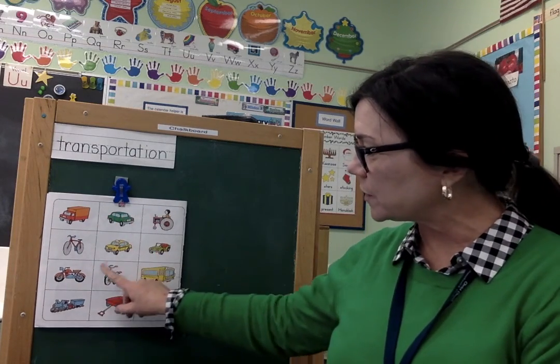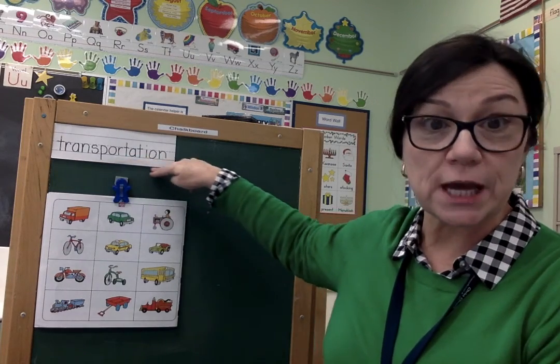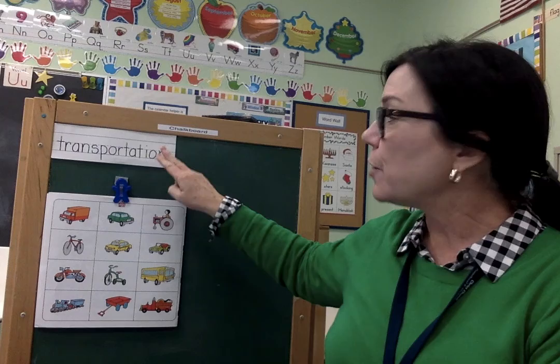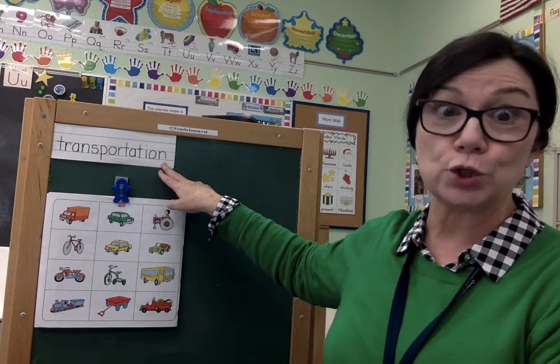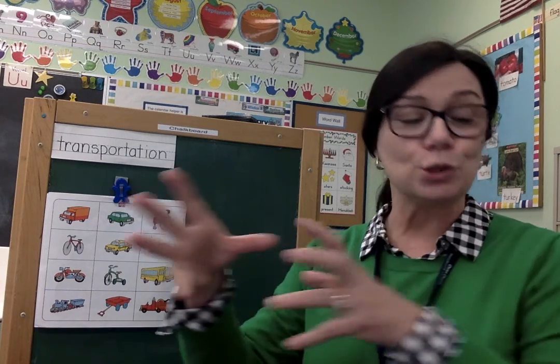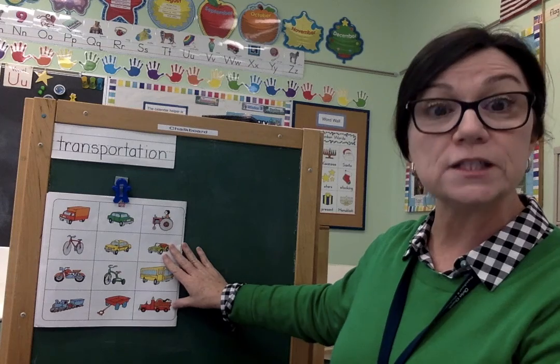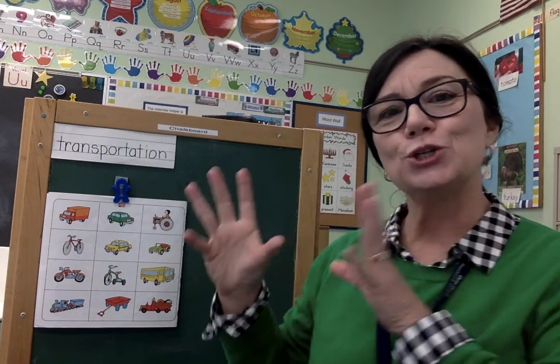I want you to take a minute and look at those pictures, and then I'm going to introduce a very big vocabulary word to you. So, our vocabulary word is transportation. There's a small word in the word transportation, transport, and that means to move people or things from one place to another, and sometimes you do that via vehicles. And so, vehicles are a type of transportation, a way of moving things or people from one place to another.